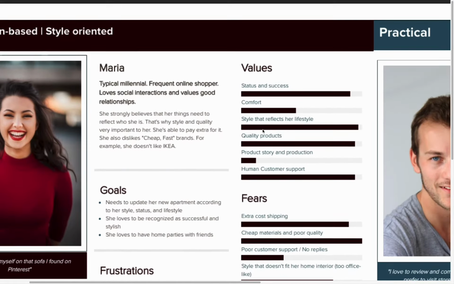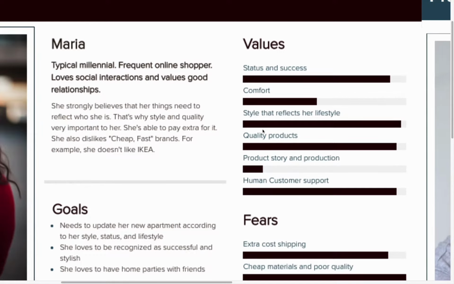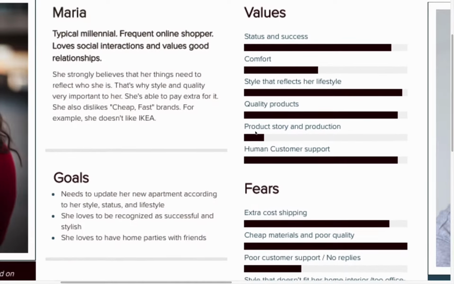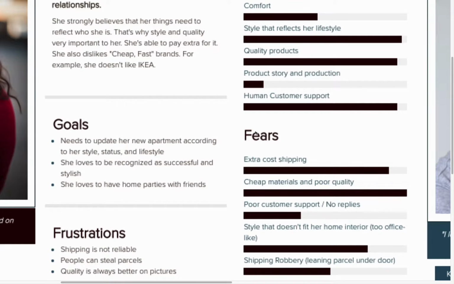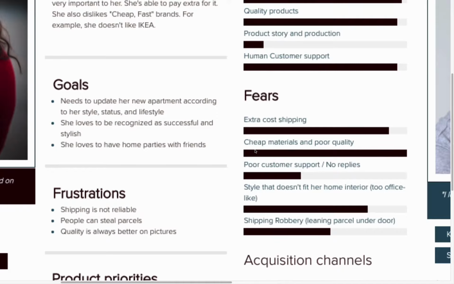And values. I'm just going to repeat what I already said. She needs status, comfort, style that reflects her lifestyle, quality. Product story, she doesn't care. Human support. She also, as she's emotional, needs a human connection. She needs to hear that people value her, and when she comes to the website, she wants an immediate reaction if she has a question. And for her fears, again, as well as the frustrations, extra cost shipping.